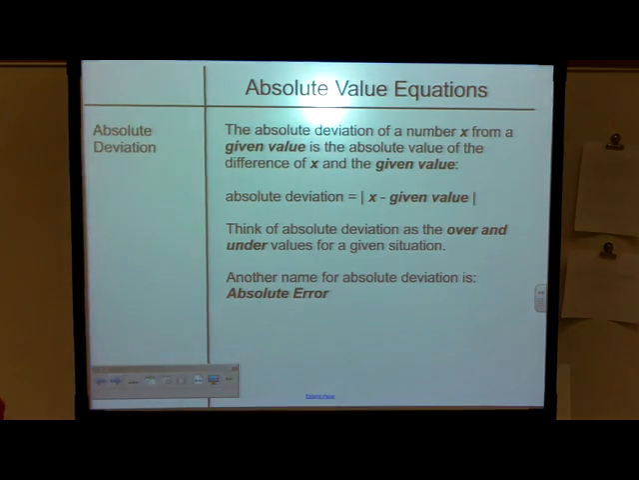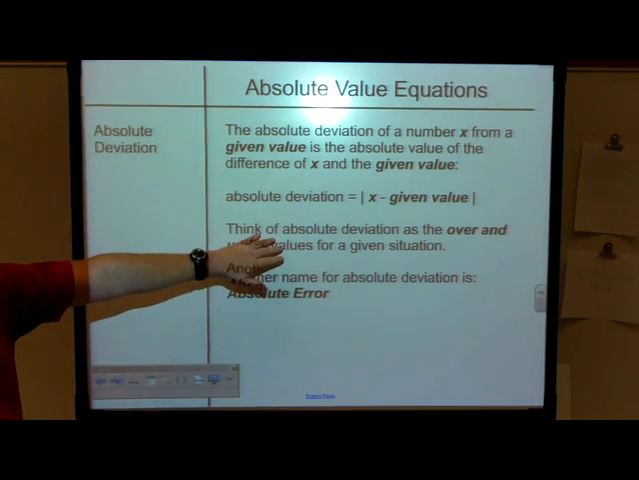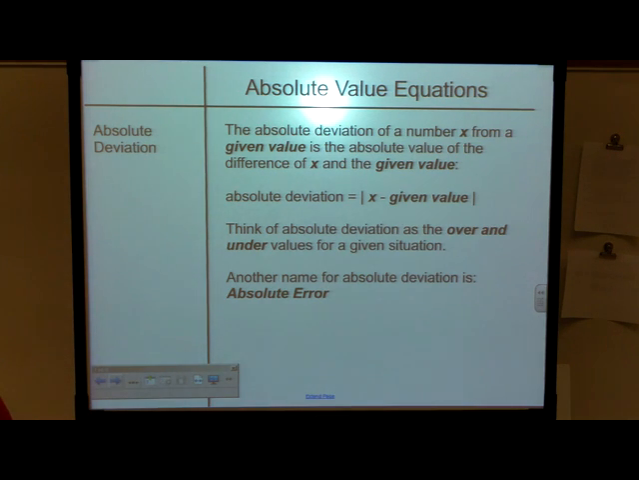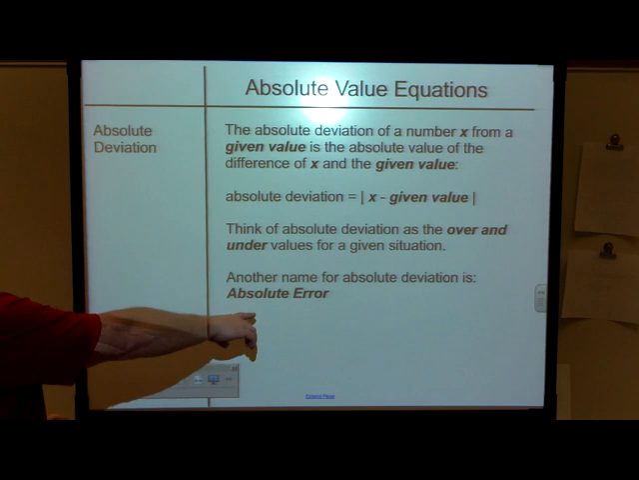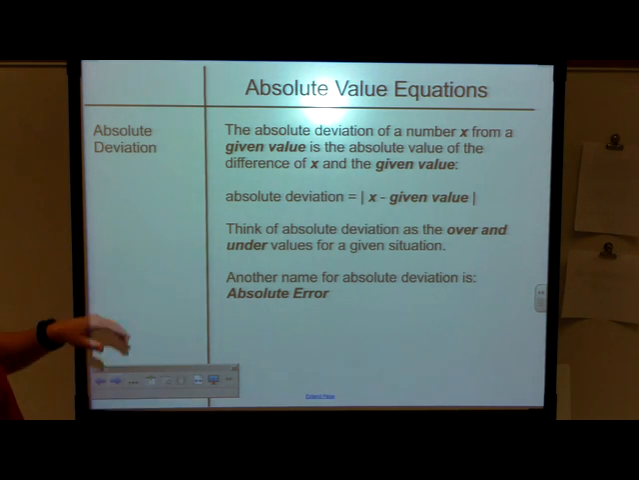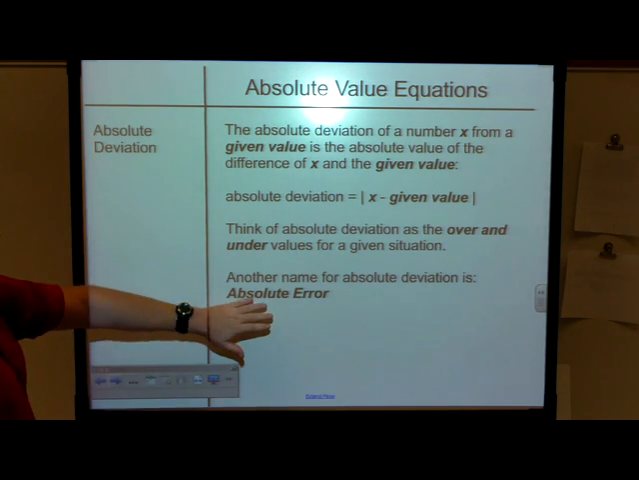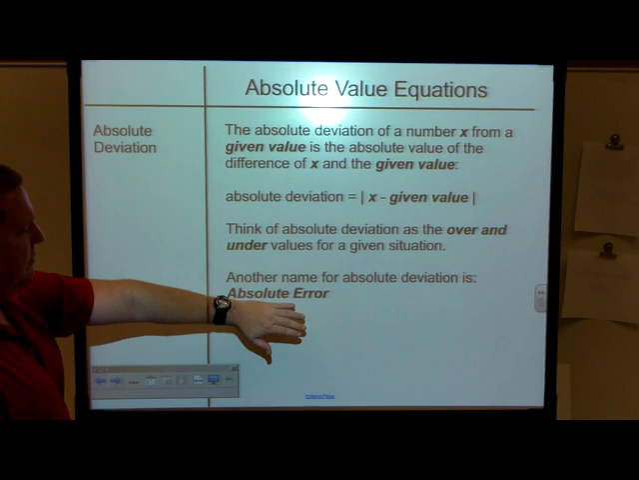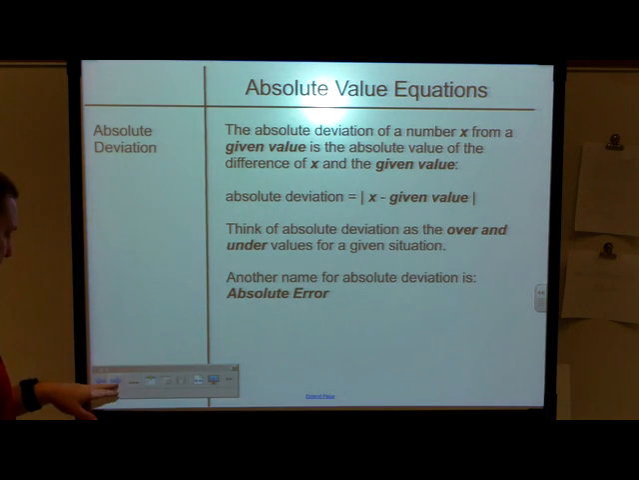minus our given value. Another way to think of absolute deviation is the over and under, kind of like in scoring values of a given situation. Another name for absolute deviation is absolute error. So right now, absolute deviation, absolute error are interchangeable. I can take this out and put absolute error in its place.